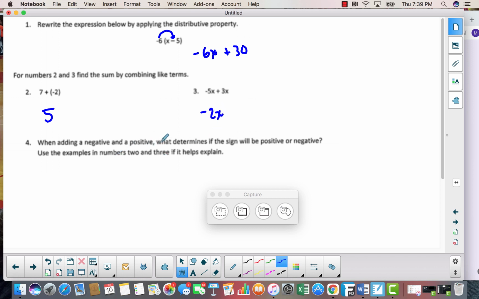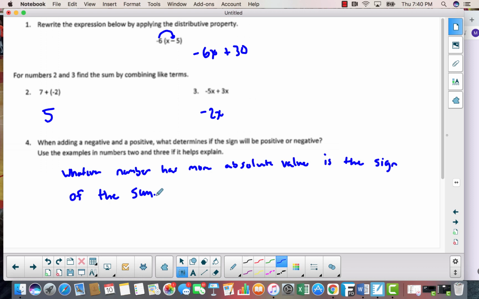When adding a negative and a positive, what determines if the sign will be positive or negative? So if you use this example, that would certainly be an example where the positives are more than the negatives. So the way that we phrase this in mathematics, and I'm not going to get too in depth with it, but we just say whatever number has more absolute value is the sign of the sum. And so in this particular instance, 7's absolute value is 7. It's 7 spots away from 0, whereas negative 2 is only 2 spots away from 0.